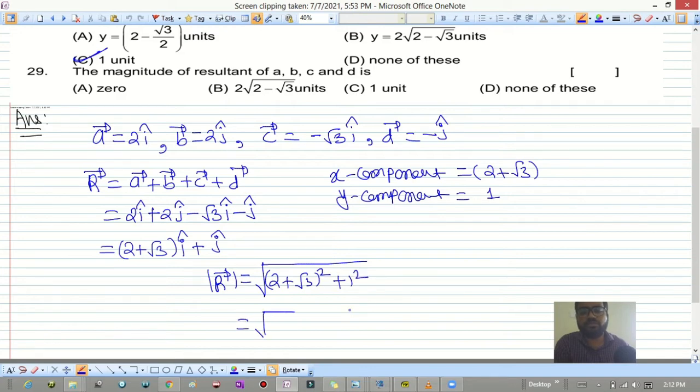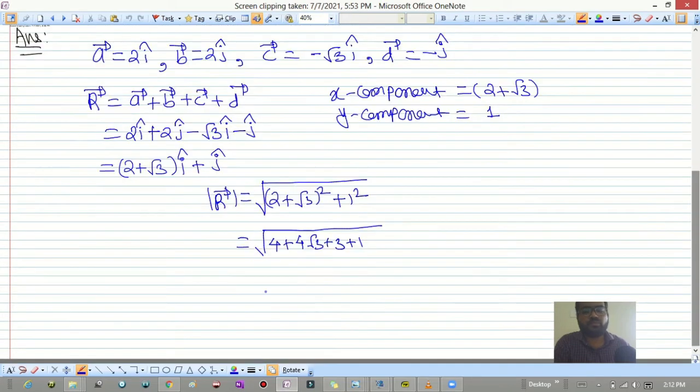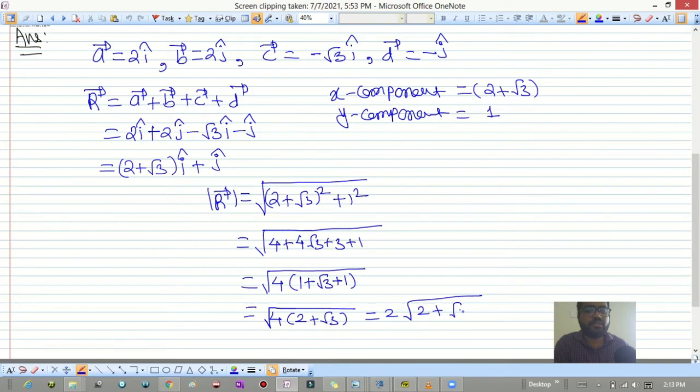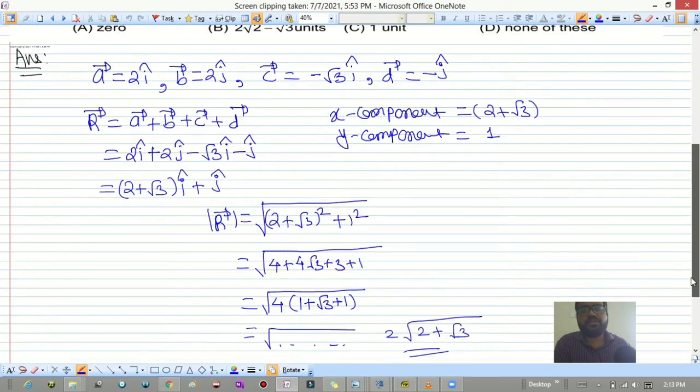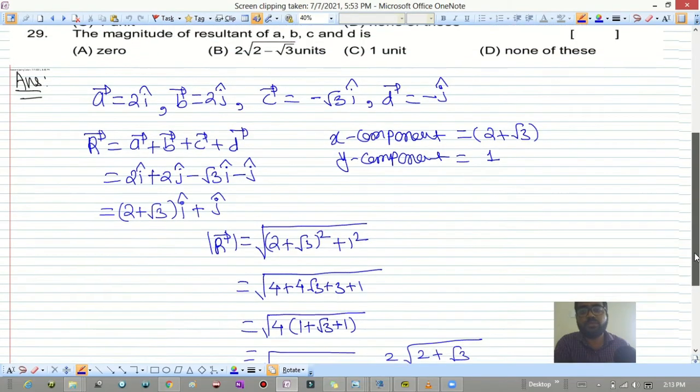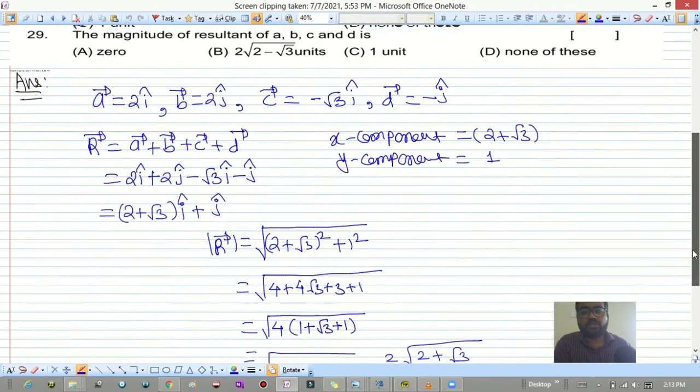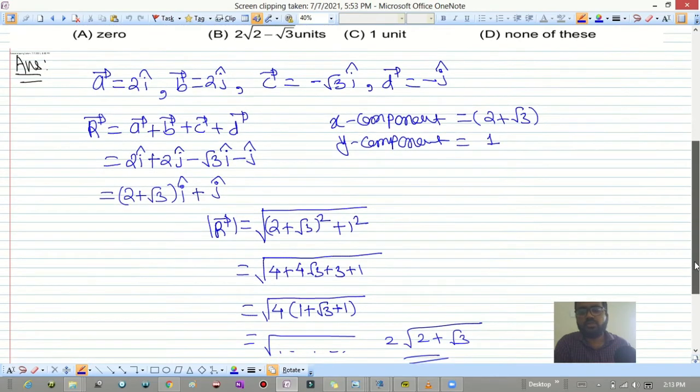Which is equal to root of 4 plus 4 root 3 plus 3 plus 1. Take 4 common from this, you will get 1 plus root 3 plus 1. So root of 4 in bracket 2 plus root 3, and that is 2 root of 2 plus root 3. And as you can see here, this is not given in any option, isn't it?